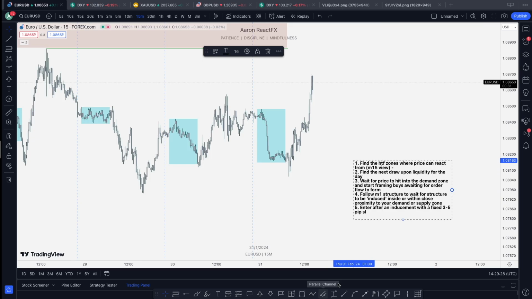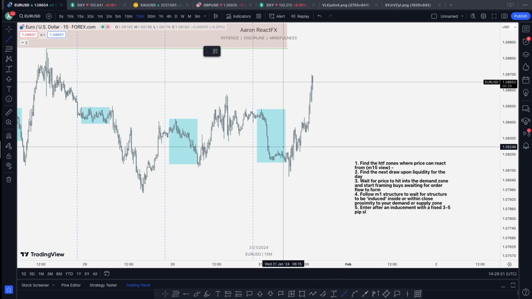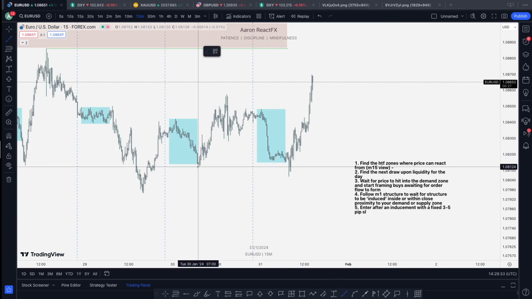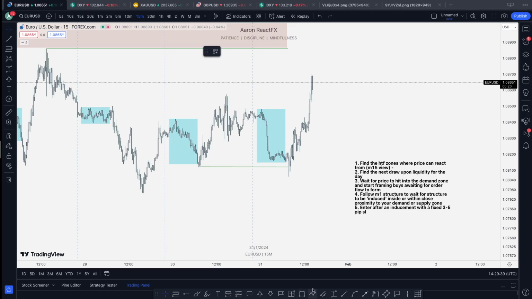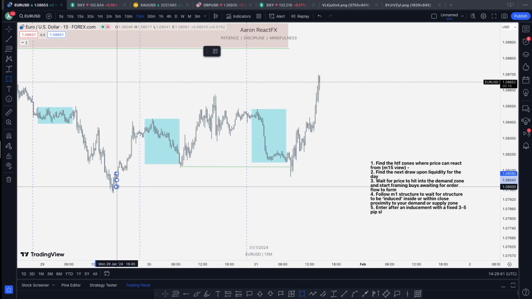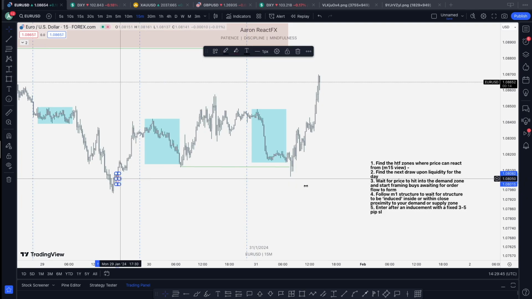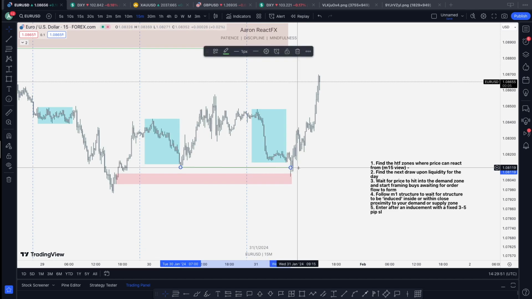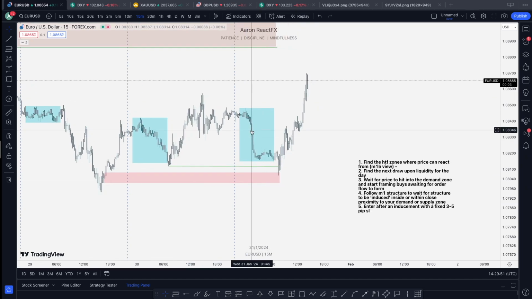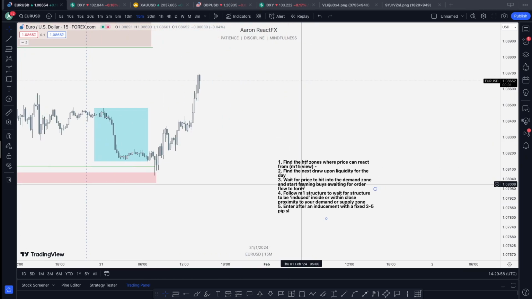On the M15, what we can see here is that price has hunted this previous daily low, and we have done that within this supply zone. As soon as we've seen that happen, our narrative should automatically shift from the bear side into the bull side. So we should be framing buys.